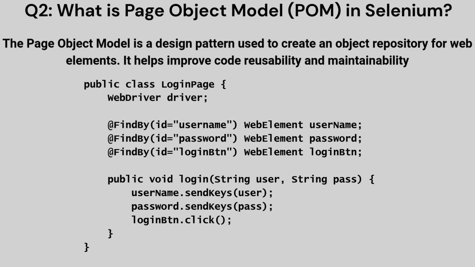So here you can see @FindBy. You've specified the ID for web element username. You are also using @FindBy for ID password for web element password, and also you are specifying @FindBy for ID login button for web element login button. And after that you can specify the function, like here it says public void login. You pass the parameters String user, String password, and then specify username.sendKeys, password.sendKeys, and then loginButton.click. So this is a very important question, and in brief you can answer it this way.